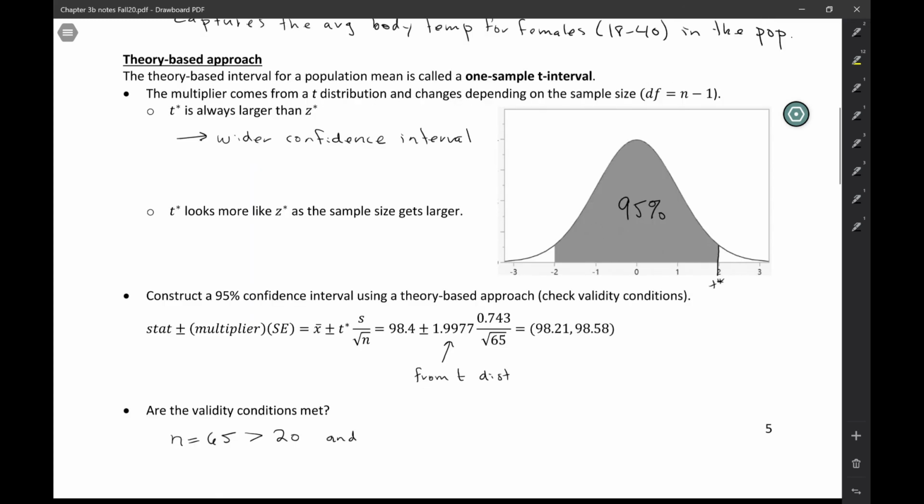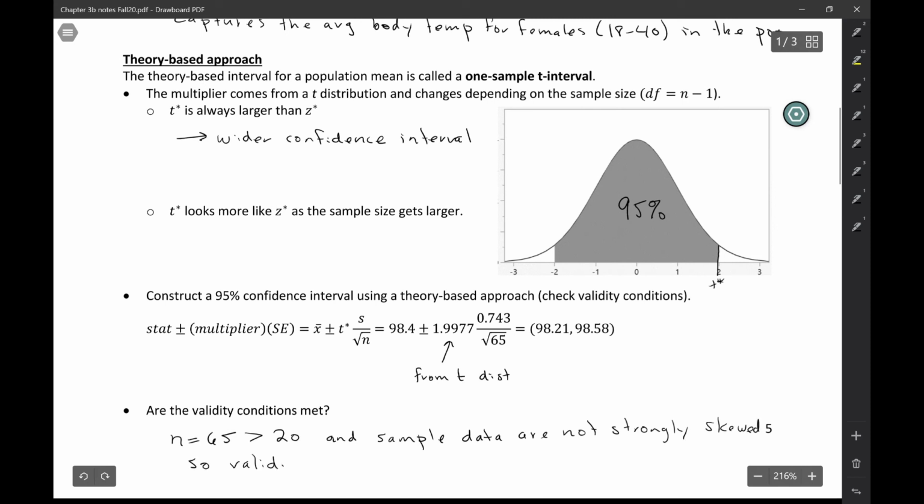So the sample size is bigger than 20, and the sample data are not strongly skewed. We always have to look at that in the graph. Not strongly skewed. And so in this case, our validity conditions are met, which means that it's valid to use the one sample t interval here.